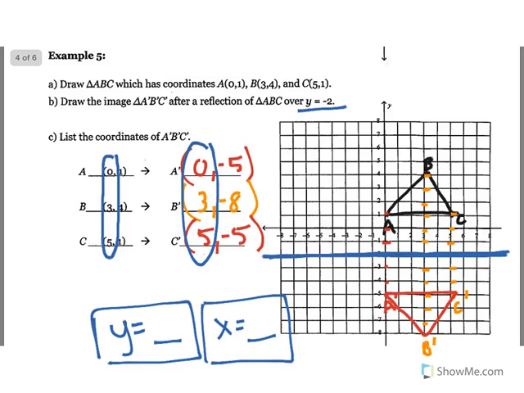When it says y equals a number, that's going to create a horizontal line. And if it says x equals a number, that's going to create a vertical line, which is going to be your line of reflection.